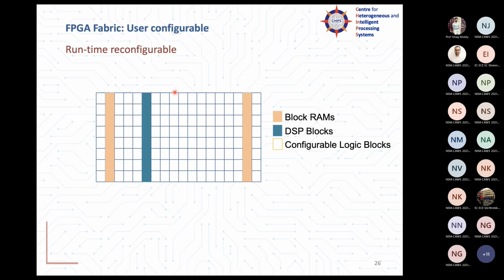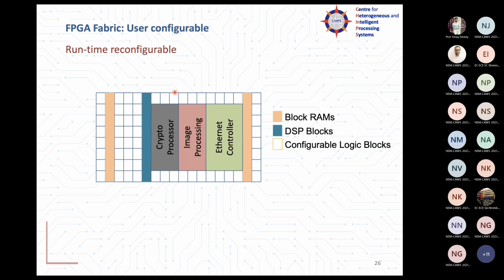So, for example, I mapped a VLIW processor. I want to understand what runtime reconfigurability or on-the-fly programmability is. What it really means is, let's say I use a section of my FPGA device to implement a crypto processor. I use the configurable logic and maybe some block RAMs and DSPs. I can also put an image processing algorithm onto the fabric. I have dedicated locations for it. And let's say I put in an Ethernet controller.